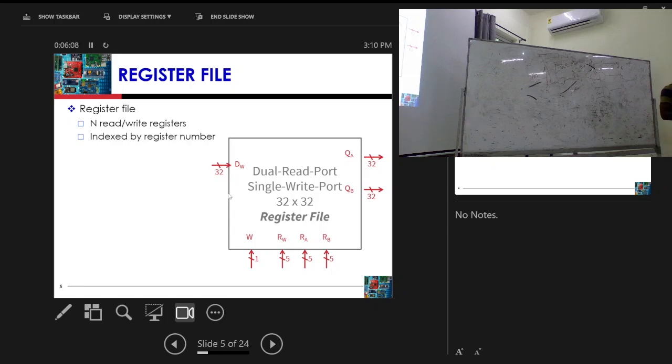Two outputs. So we can read from two registers at the exact same time because we have QA and QB as the outputs. Have you seen it? Very important. Now we say this is a single write port. Why? You can write to only one port here, DW.